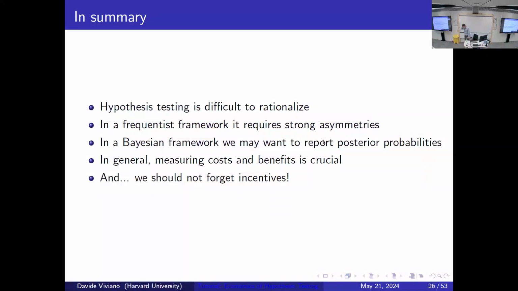So just to summarize some of the things that we've seen so far: hypothesis testing is difficult to rationalize in general, and in a frequentist framework, it requires strong asymmetry. In a Bayesian framework, it may motivate just reporting the posterior probability of whether we believe that the null hypothesis is true or not, and in general, we want to take this into account. So this is the broad message of this paper.